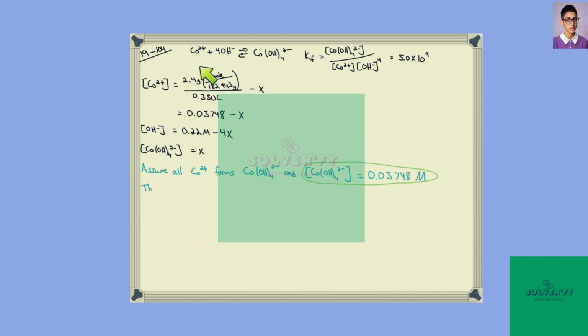If all of the cobalt is consumed, then whatever cobalt concentration I start with, it will now become essentially 0, and all the cobalt will be tied up in this complex ion, and the complex ion concentration, once equilibrium has been established, will be equal to the initial concentration of cobalt. The initial concentration of cobalt was 0.03748, so after equilibrium I will assume that that is X, and this is now the final concentration of the complex ion.